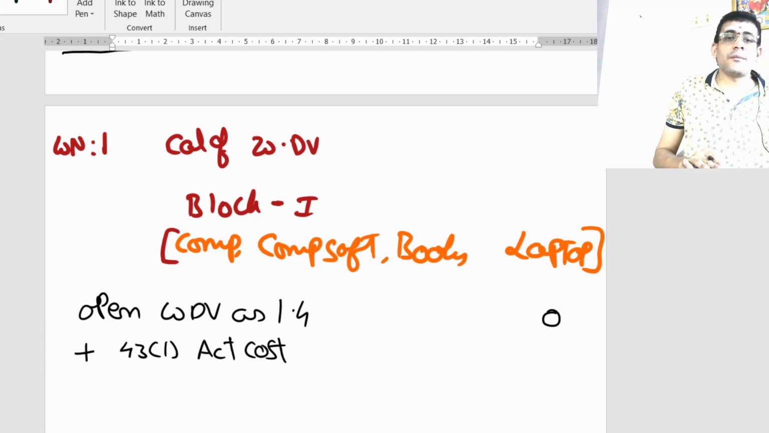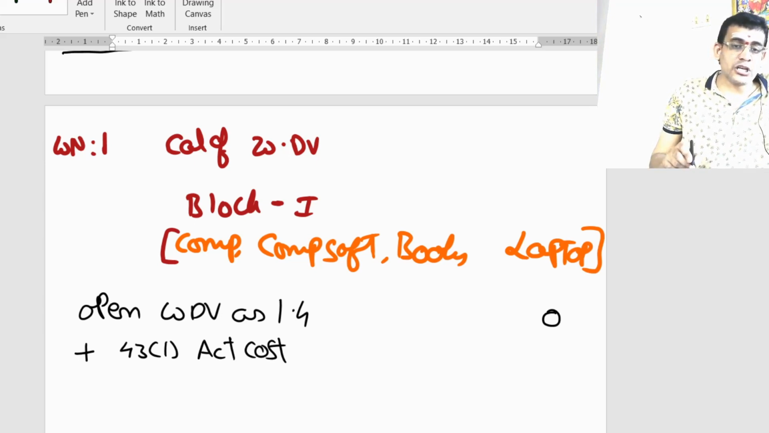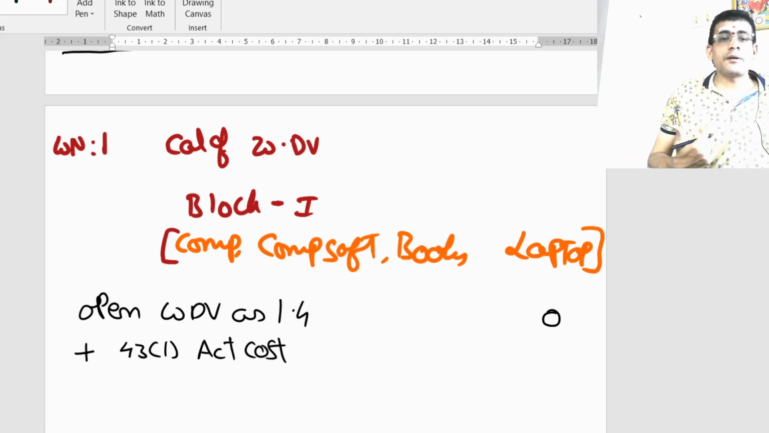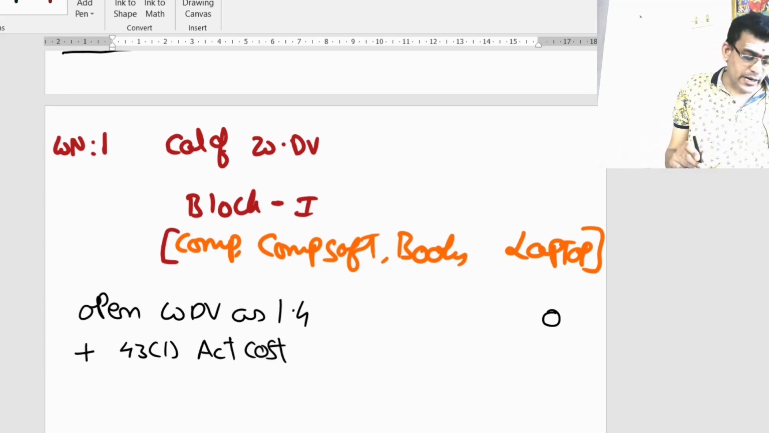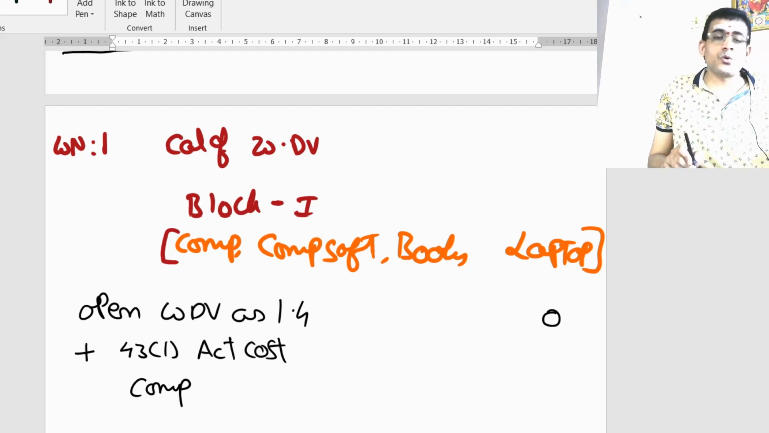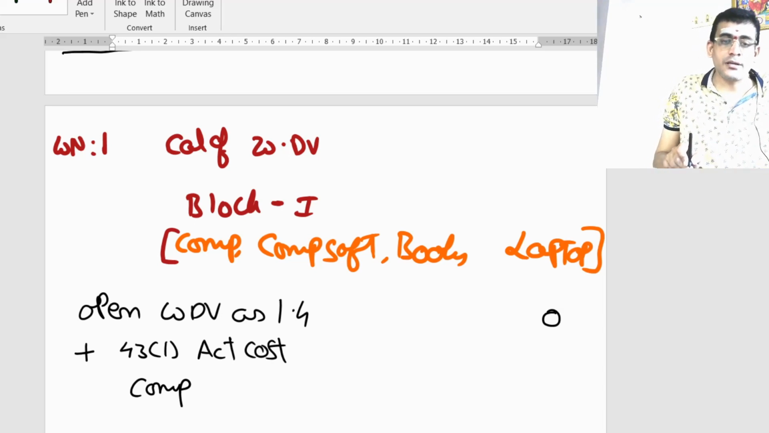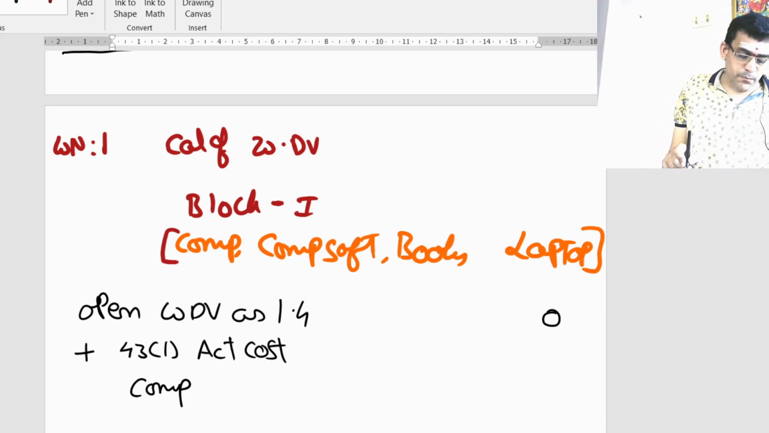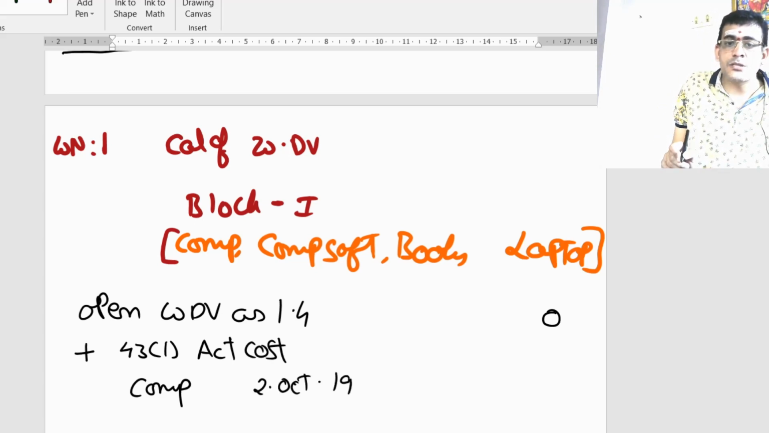We had purchased multiple assets: computer, software, laptop. Now I need to take the actual cost of the assets one by one. First we'll calculate the entire WDV. Then we'll split that into assets put to use for less than 180 days and assets put to use for greater than or equal to 180 days. Now what are the assets you had acquired? Computer. The date of acquisition is not important because acquisition and put to use in this problem both happen in the same financial year. Now the computer was put to use on 2nd October 2019.